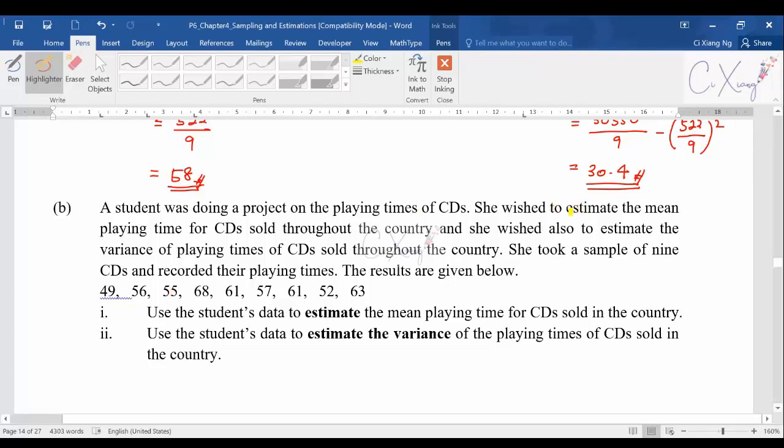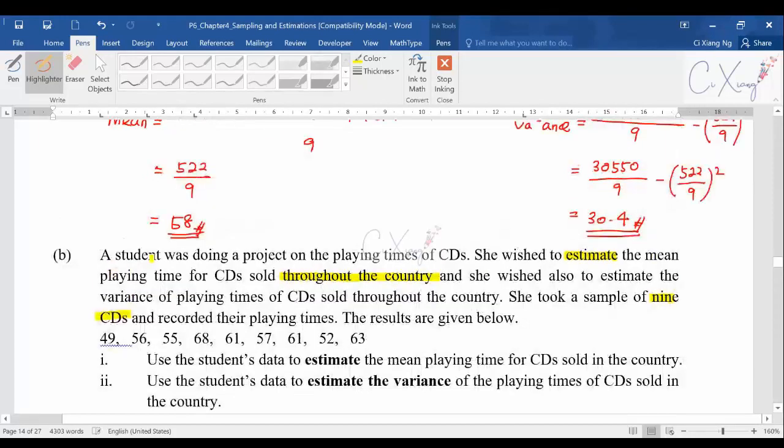Because actually they said she wants to estimate the mean value throughout the country. So if you compare, she has only 9 CD and she wants to use this 9 CD to estimate the mean, to calculate the mean for the whole country CD. So that means you want to use a small group value to estimate the large group value. So this is what we call as estimation.